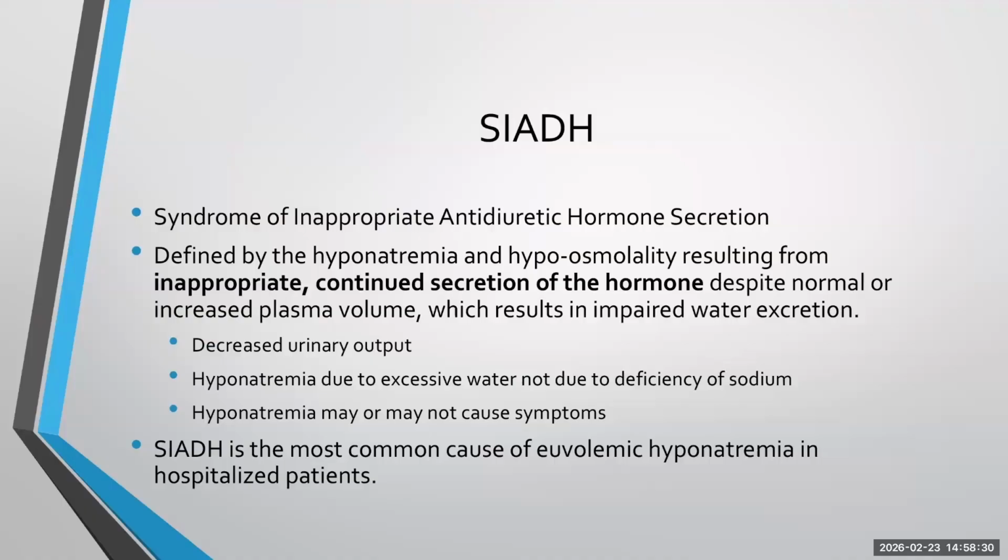Any questions about diabetes insipidus? That's too little ADH. Now let's go to the other extreme, too much ADH. In this case, we have hyponatremia, not hypernatremia, hypoosmolality from inappropriate continued secretion of ADH. So decreased urinary output, whereas DI had a lot of urinary output. With SIADH, they're not, because now they have too much ADH, too much antidiuretic hormone, and they're going to hold on to all that water.